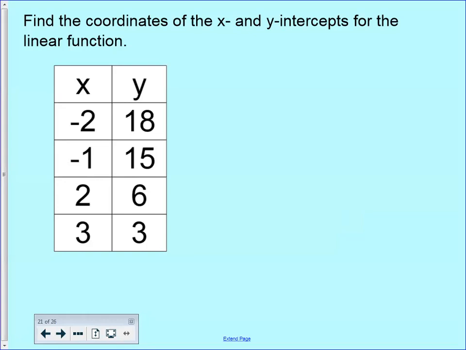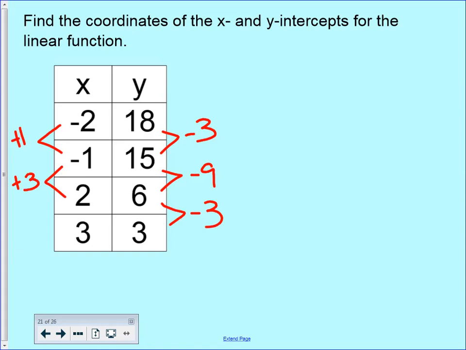Find your pattern in your y's, that's -3. My pattern in my x is +1. Here, my pattern is, let's see here, 6, 3, 9, -9, yeah. And then here it would be -3. Here it would be +3, and here it's going to be +1.